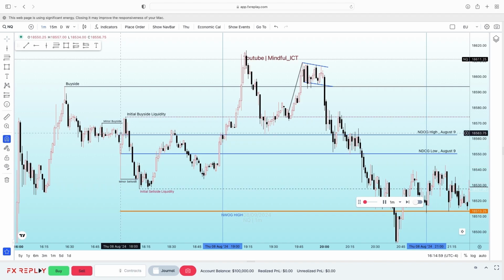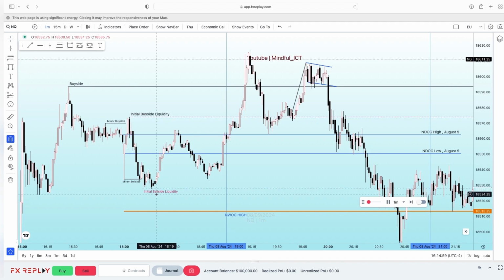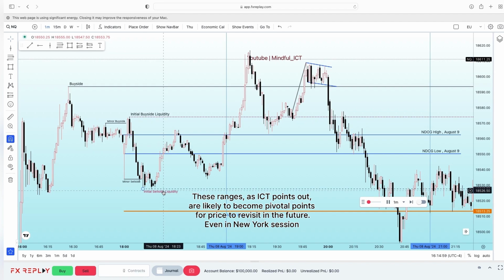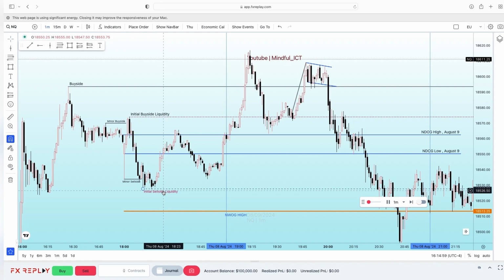Now, with both short-term liquidity pools above and below the new week opening gap, this leaves us with a new range of initial buy-side and sell-side liquidity after the 6 o'clock candle. It's important to note that when the price trades in a tight range after the market opens, it often signals that the Asian session will be quiet, and we should avoid trading in such conditions.